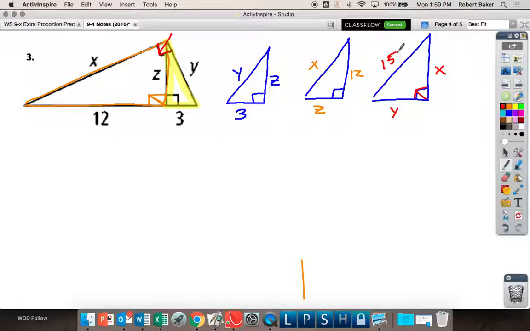So we have three letters to solve for, X, Y, and Z. Who wants to give it a go? So look at it this way. Which two triangles have X's on them? These two have X's. So what does that X correspond to? That's X and 15. X and 15 are on the same side.